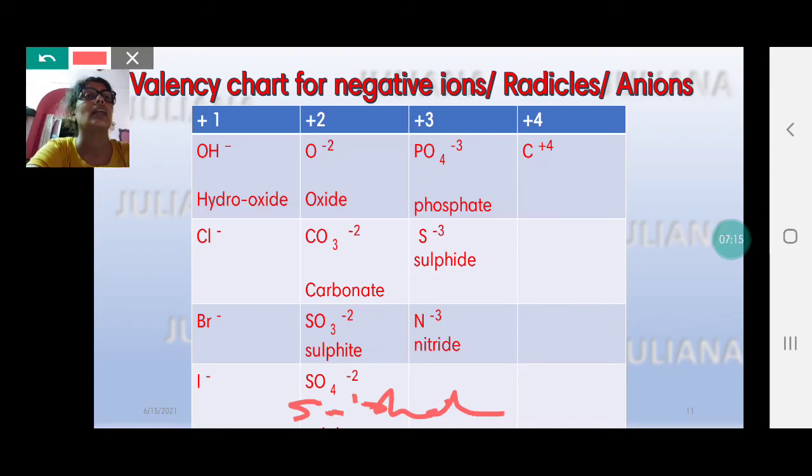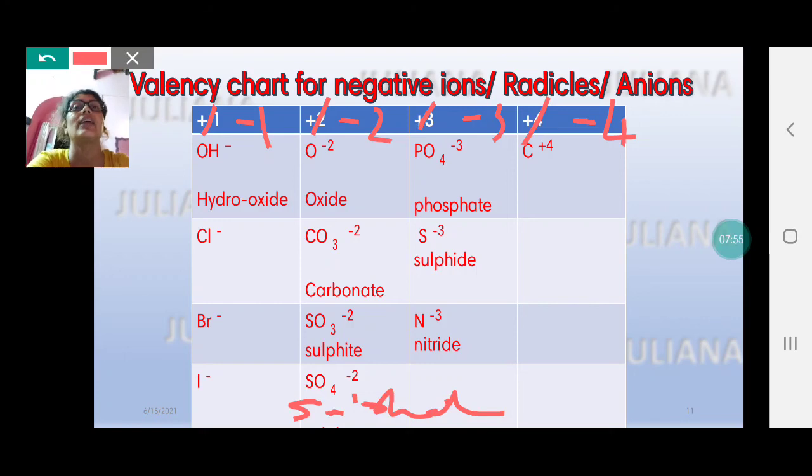Okay, I've made a mistake on the top here. This should be -1, -2, -3 valency and -4 valency and not plus. I forgot to make changes here. So these are -1: hydroxide, chloride, bromide, iodide. Then oxide, carbonate, sulfite and sulfate. Then the -3 ones are phosphate, that is PO4 -3, sulfide from sulfur, and nitride from nitrogen, N -3. Now this chart you have to learn by heart.